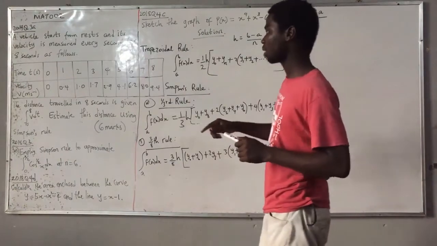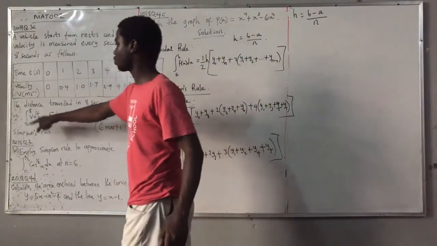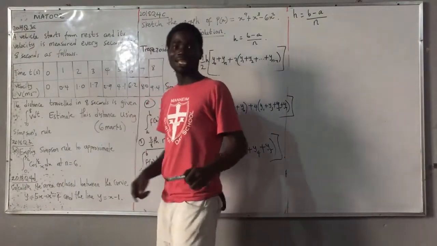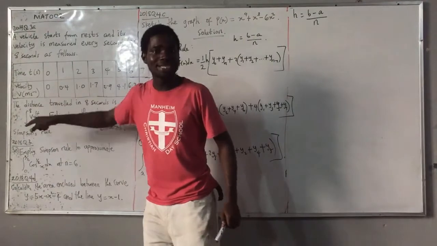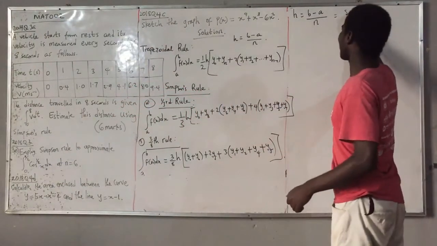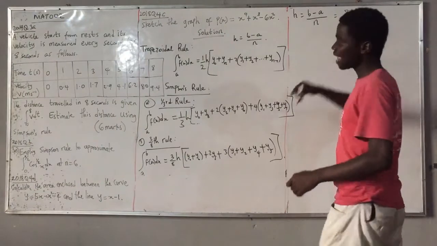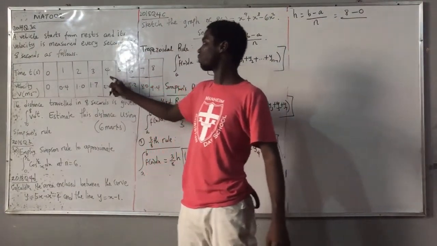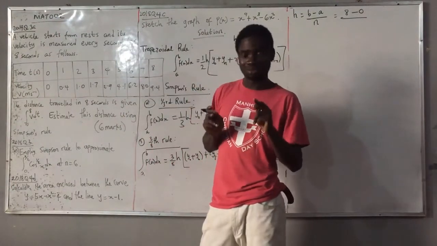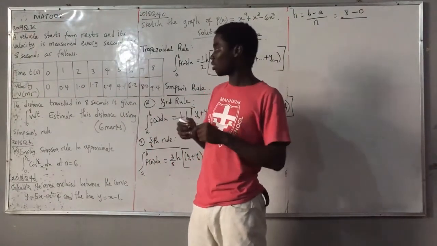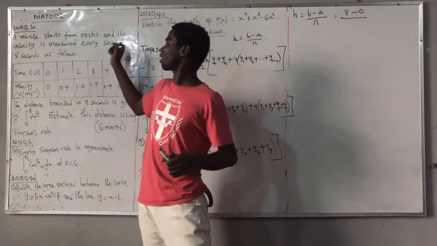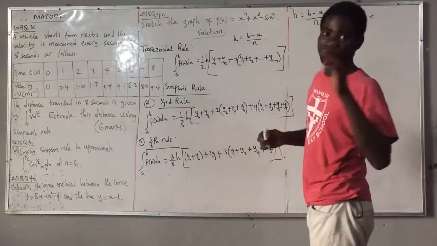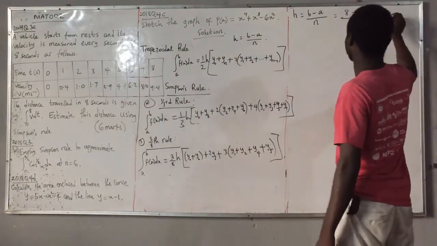What is b? See, this is a to b. Integral from 0 to 8. A is 0, b is 8. So this one would have been 8 minus 0 all over n. See, you start counting from 0. Actually, this is 0, 1, 2, 3, 4, 5, 6, 7, 8. So that means n is 8. Or they have even told you every second for 8 seconds. Do you understand? N is 8. 8 minus 0 is 8. 8 divided by 8 is 1.